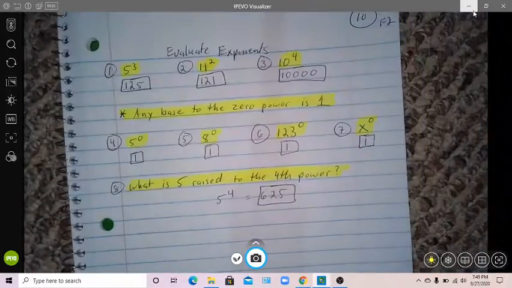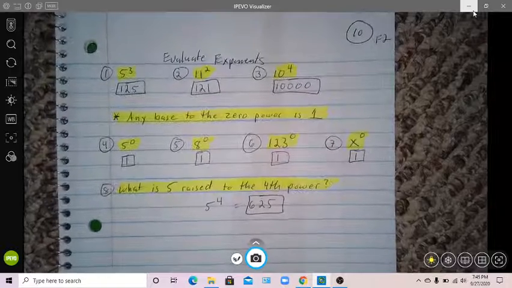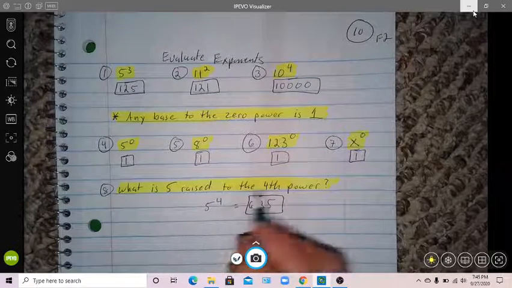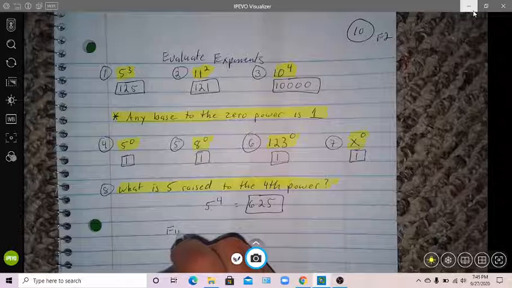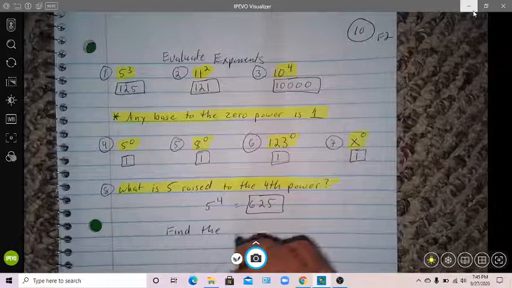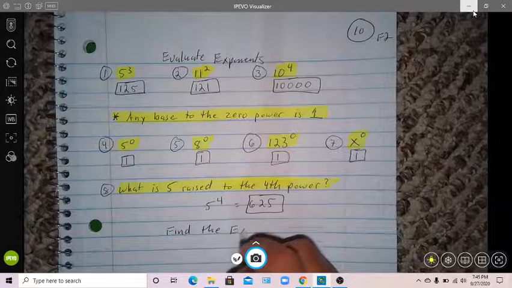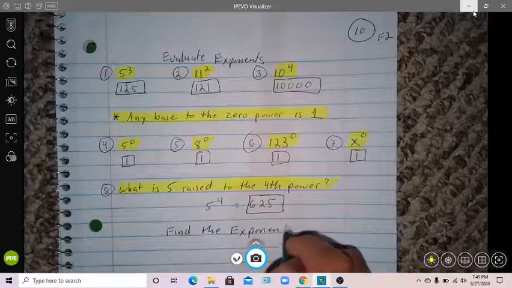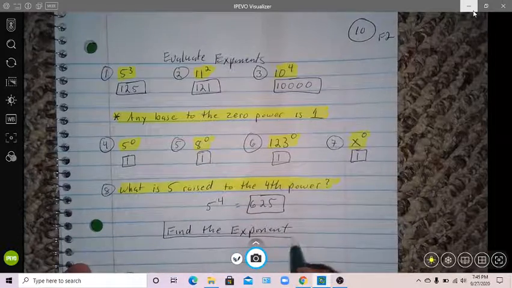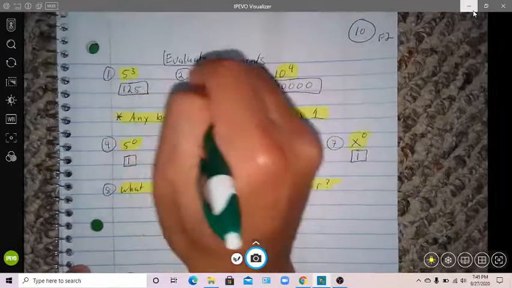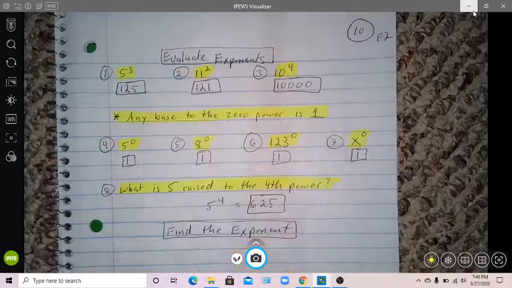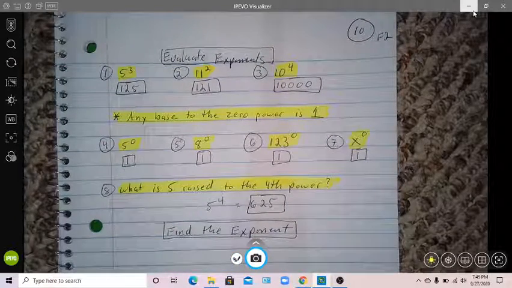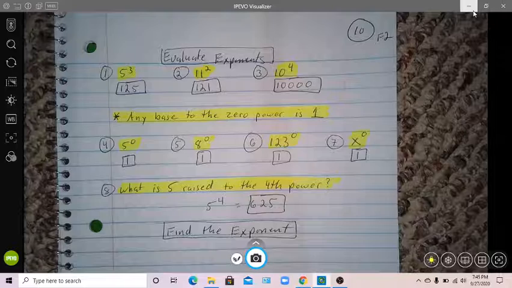Okay, so for page 10, right underneath your last notes, I'm going to write find the exponent. Now I need to separate stuff here, so I'm going to go ahead and just box these: evaluate the exponent, find the exponent. Okay, so that's page 10.